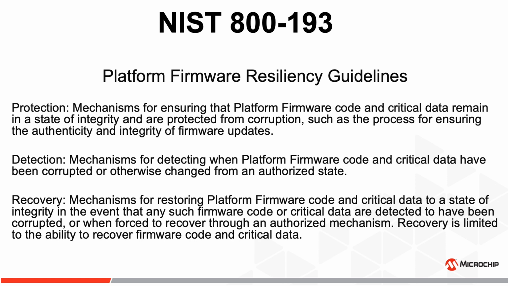How do you ensure that you are able to restore the platform firmware code and the data to a state of integrity such that you're able to recover through an authorized mechanism? The recovery is just limited to the ability to recover the platform firmware, the code, and the critical data. So those are the three key elements of the NIST 800-193: protect, detect, and recover.